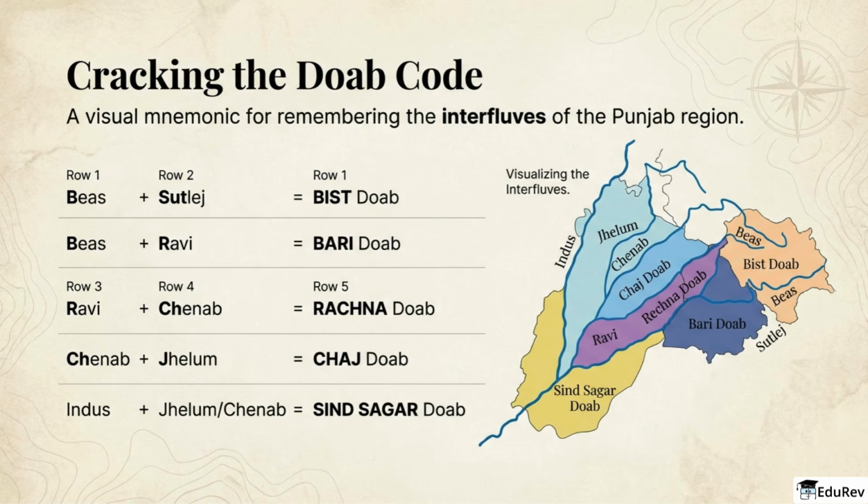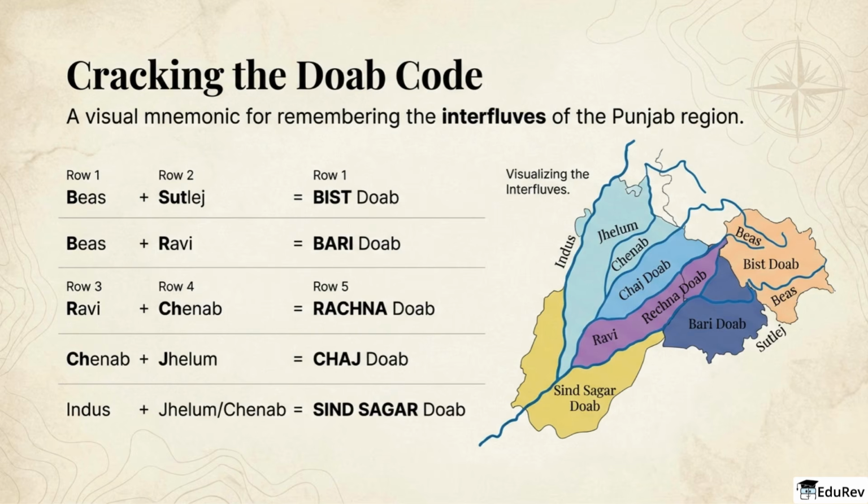Cracking the Doab code is a visual mnemonic for remembering Punjab's interfluves. Beas plus Satluj equals Bist Doab. Beas plus Ravi equals Bari Doab. Ravi plus Chenab equals Rachna Doab. Chenab plus Jhelum equals Chaj Doab. Indus plus Jhelum or Chenab equals Sindh Sagar Doab.